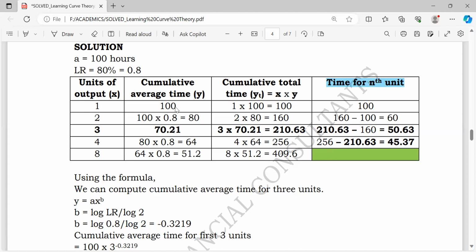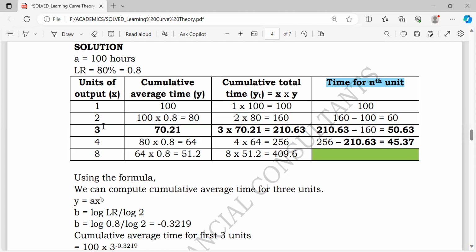How do we determine that? We only have 1 unit as it is, so obviously the time for the first unit is 100. Now, how do you determine the time for the second unit? Time for the second unit would be time for 2 units minus time for the first unit. So I would have 160 here minus 100, and I would get 60. So if you need time for the second unit, you would have 60 as your value.